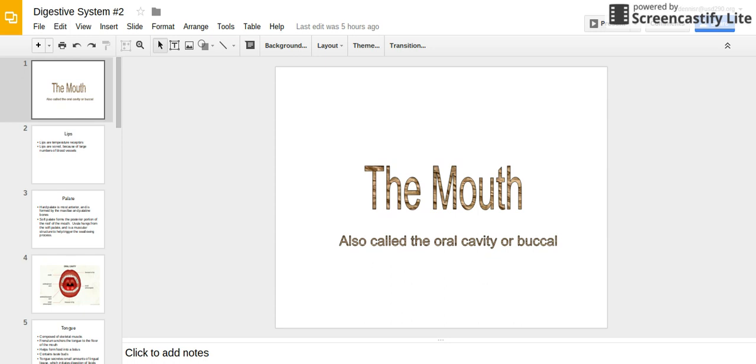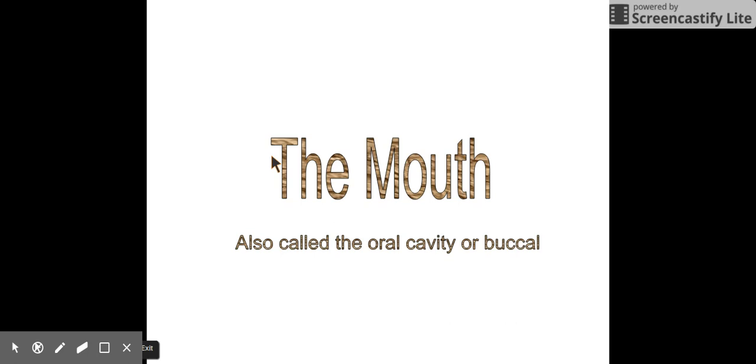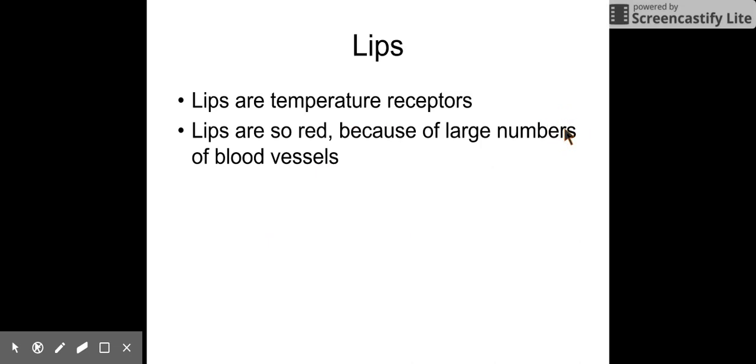Our third lecture in the digestive unit is all about the mouth. This is also called the oral cavity or the buccal. First structure in the mouth that food would come in contact with. Usually the pattern I follow with the digestive system is I like to go through each structure as food would come in contact with it.